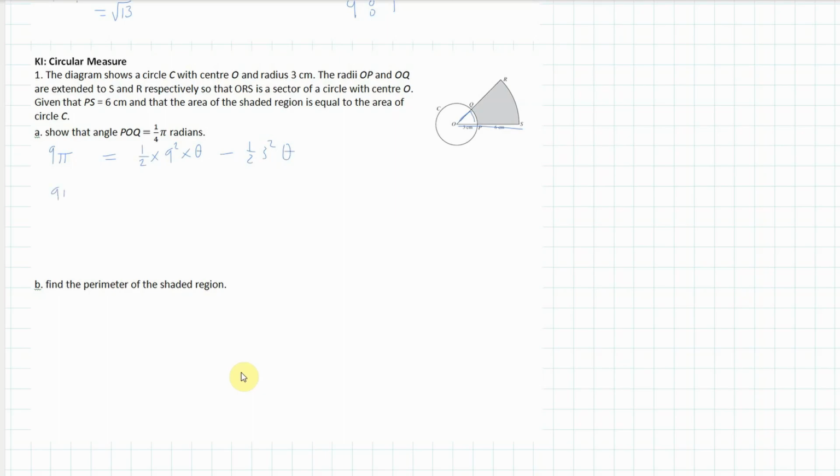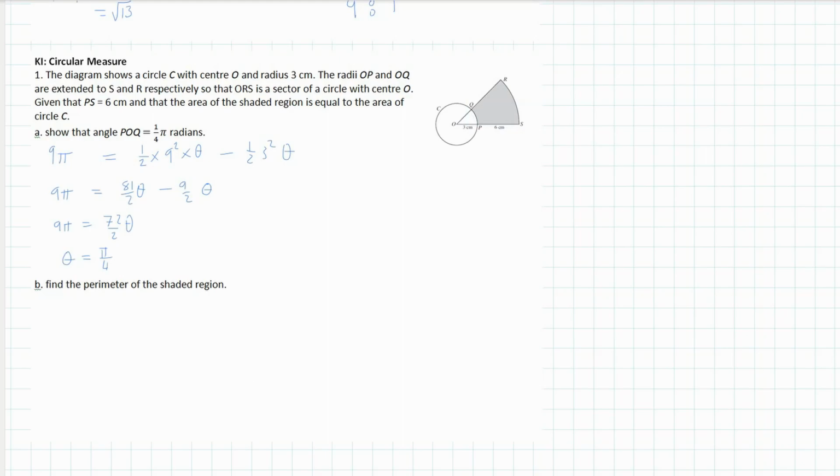And so I get 9 pi equals 81 over 2 theta minus 9 over 2 theta. And I guess at this point I'm going to get 9 pi equals 72 over 2 theta. And so theta equals 18 over 72, which is pi over 4. So we've got that. Now we've got to find the perimeter of the shaded region.